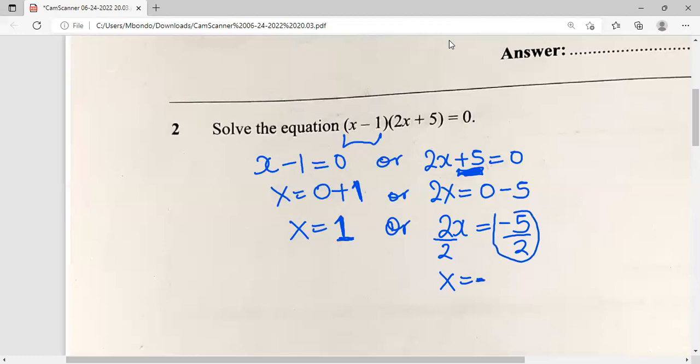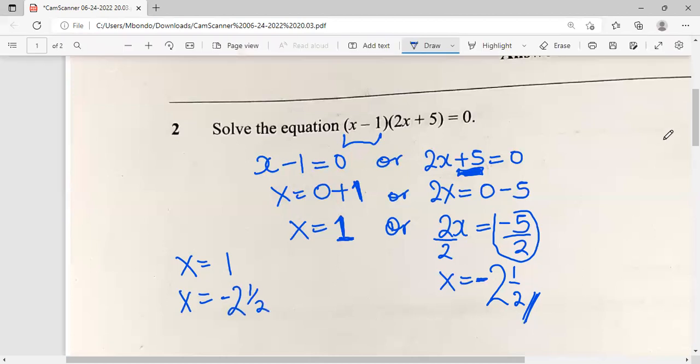negative 2 whole number, that is 5. 2 can go into 5 2 times, or twice, remainder 1 over 2. So you can also write your answer like so. The values of x are supposed to be: x equals 1, or x equals negative 2 and 1 over 2. All right, that's what you're going to have.